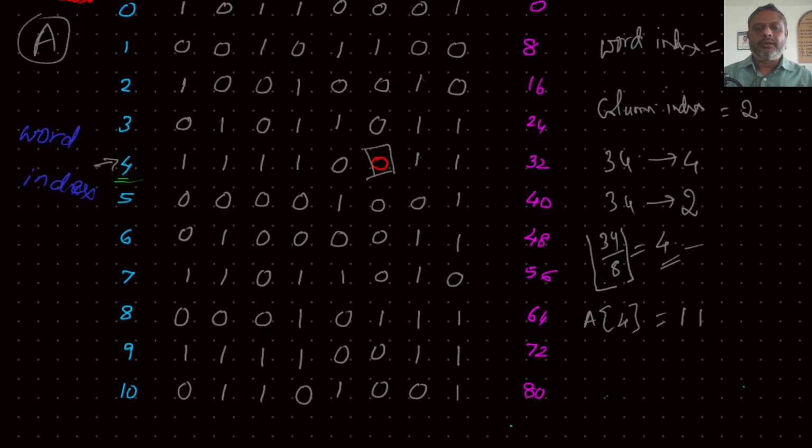1, 1, 1, 1, 0, 0, 1, 1. Right. So what are we interested in? We are interested in making the 34th bit high. So that is this bit, we want to make it high. So to make this bit high, what is required? And at the same time, we need to make sure that other bits are not disturbed.